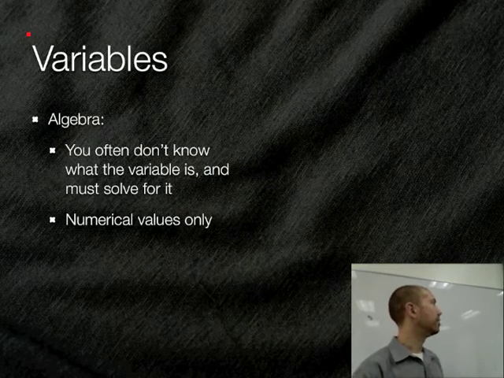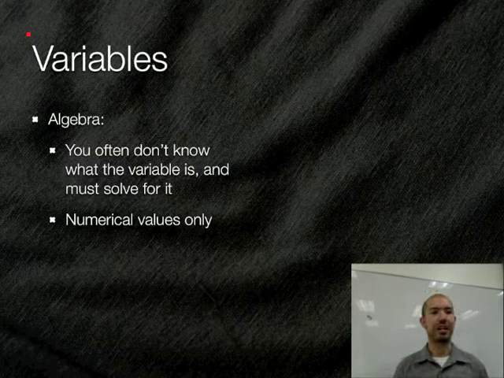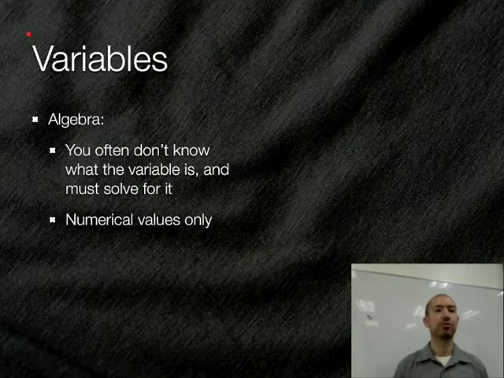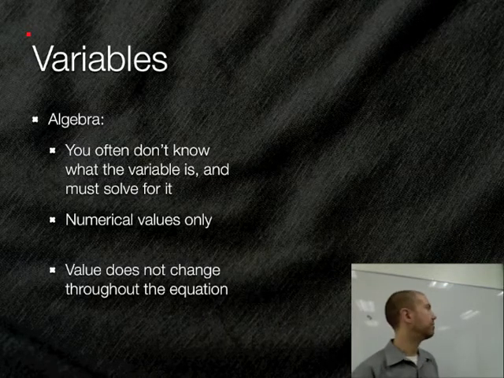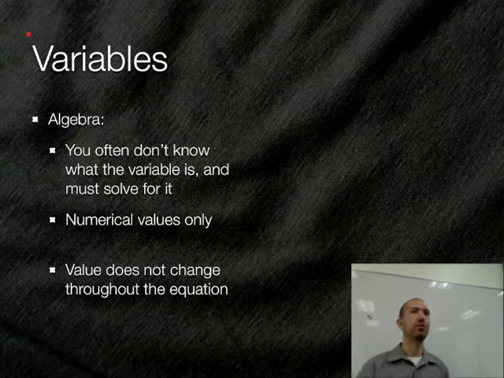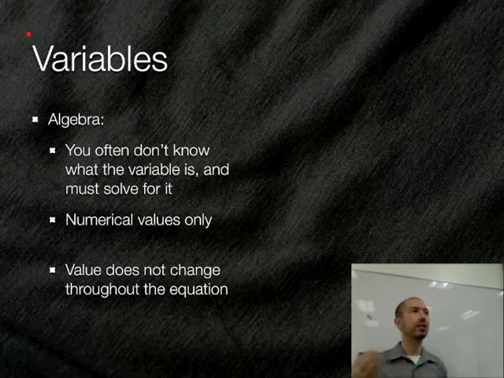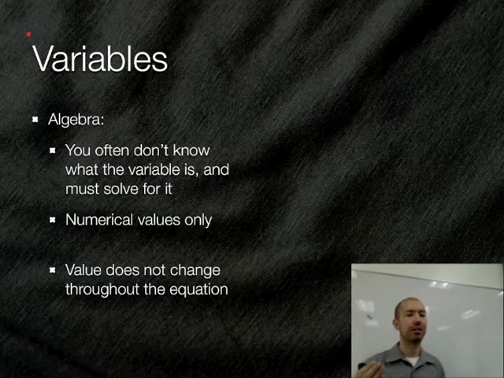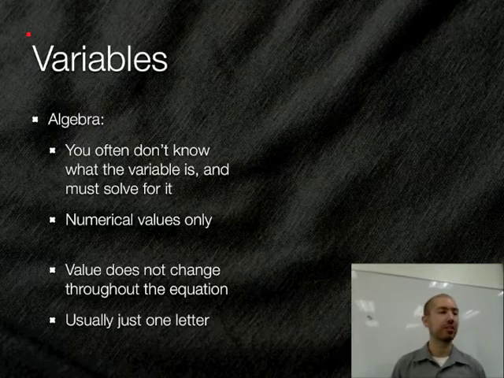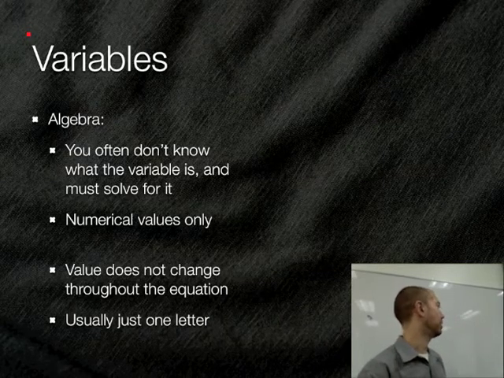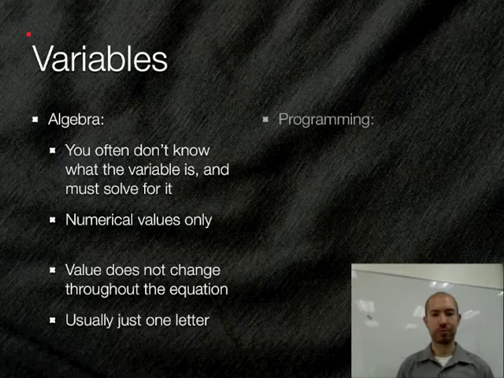Usually, only numerical values are represented by algebraic variables, right? The value never changes, right? So you don't always know what the value is, but it is always the same, right? So you're not changing what x represents. And you usually just use one letter, like x or y or n or whatever.